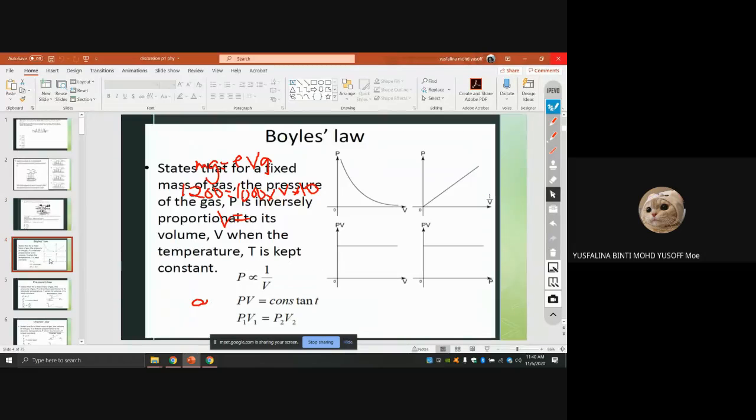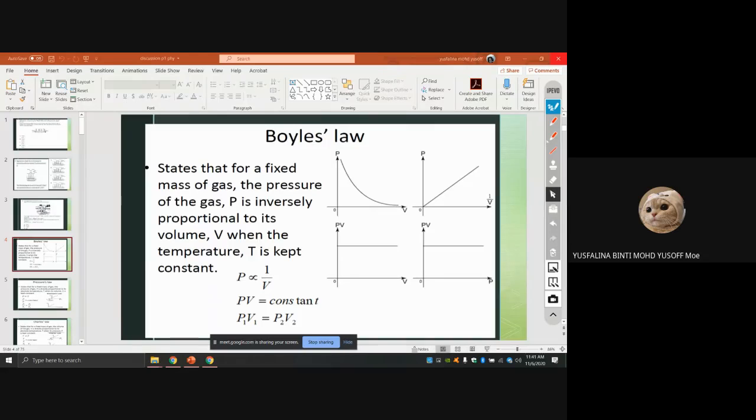Okay, so we go to the gas law. In chapter 4, we already learned about heat. The first topic is thermal equilibrium, then the second one is the specific heat capacity, the third one is the specific latent heat, and the last one is the gas law, okay? So for the gas law, there are actually three gas laws.